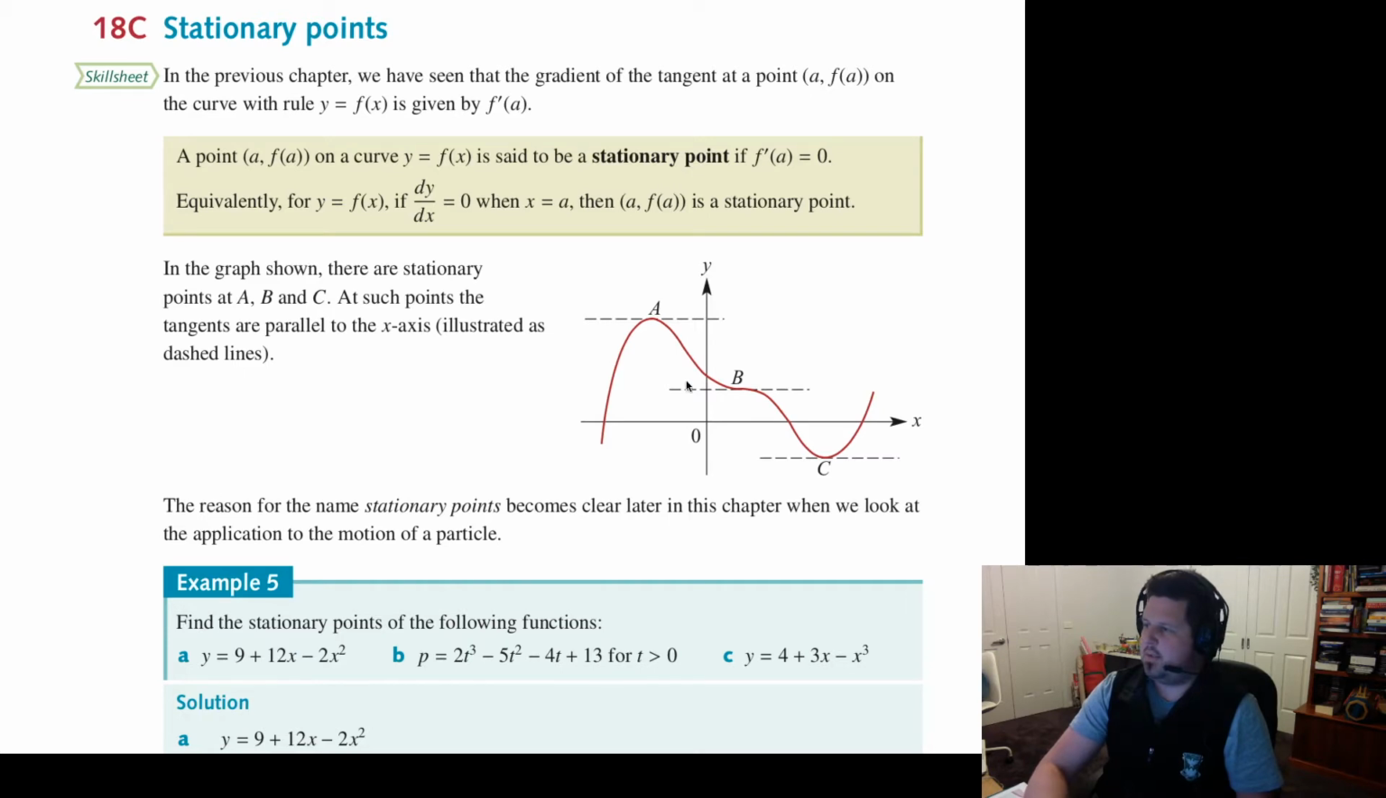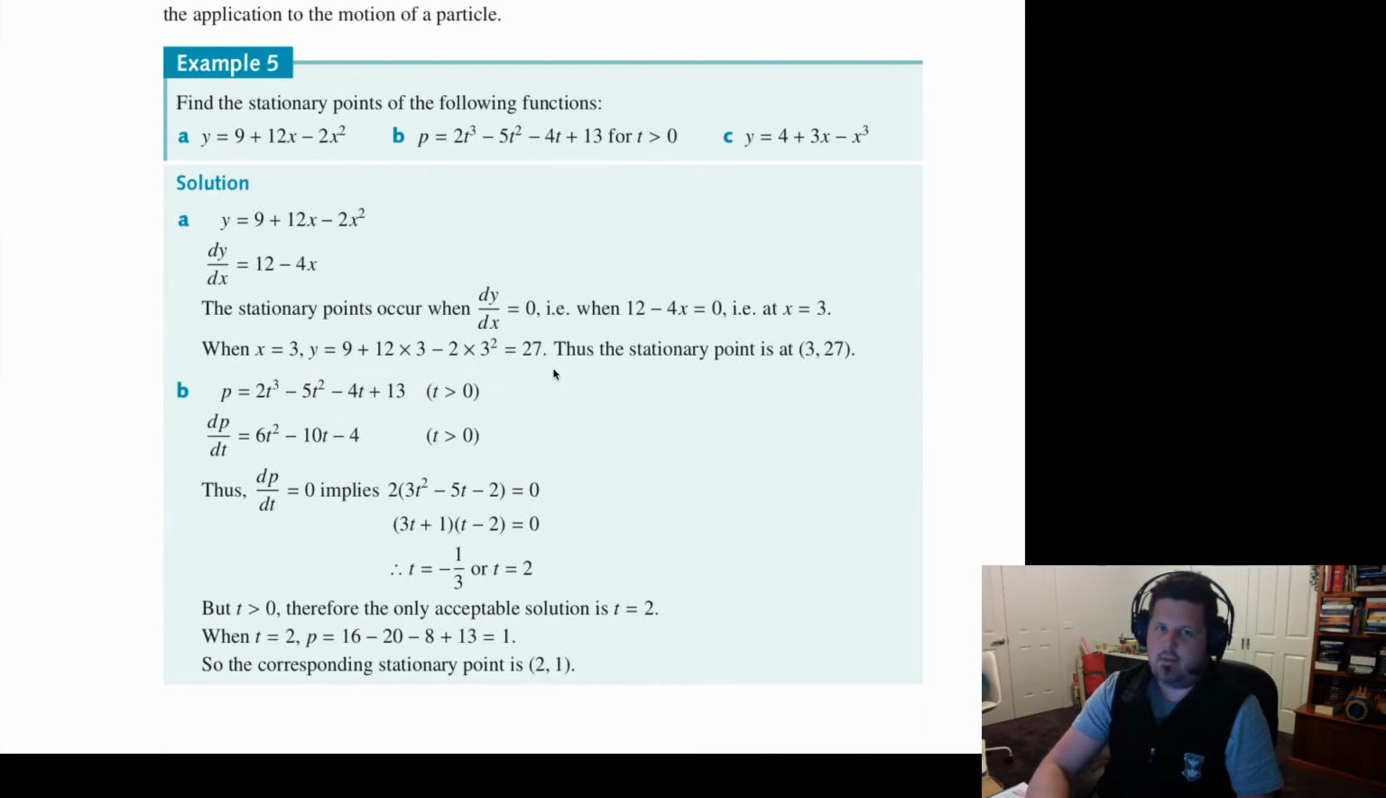You can see with this graph that it shows some stationary points. At this point the gradient of the tangent is 0, so it's a stationary point here at A. Likewise, coming down here you've got a stationary point of inflection, where the gradient changes to 0. Likewise, at this point the gradient of the tangent is equal to 0. It's another stationary point. So let's have a look at this example of how we would go about finding stationary points.